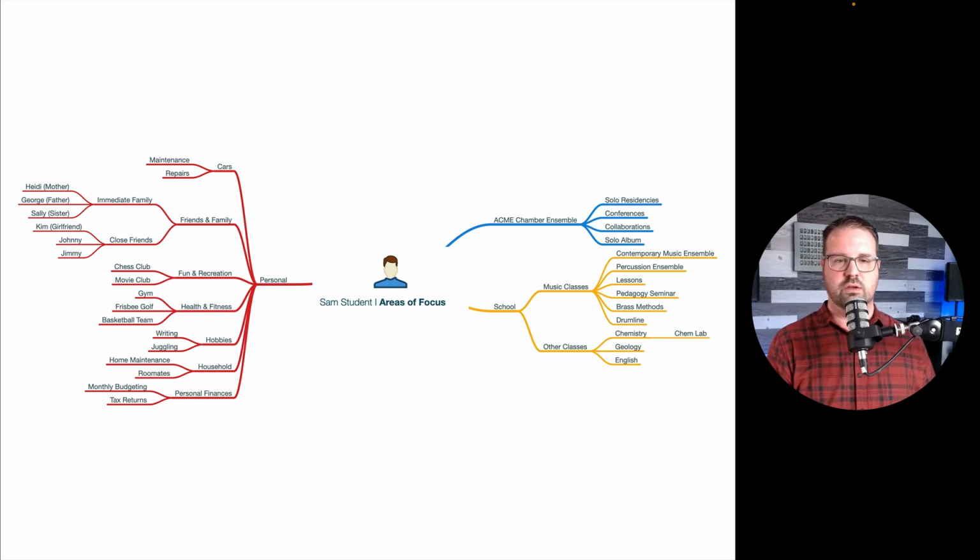So here's kind of a graphic from MindNode. I think I got this idea from Tim in his videos a long time ago. And it's, if we're a student and we have school and we have our personal life and we have a chamber ensemble, this is some of the things we may want to.